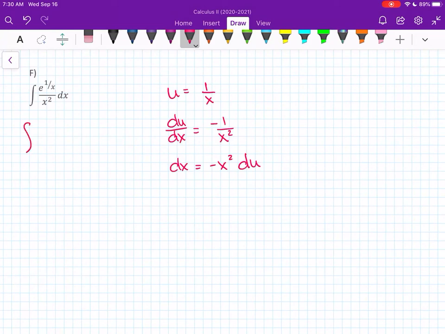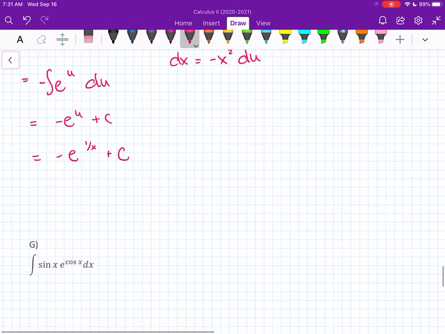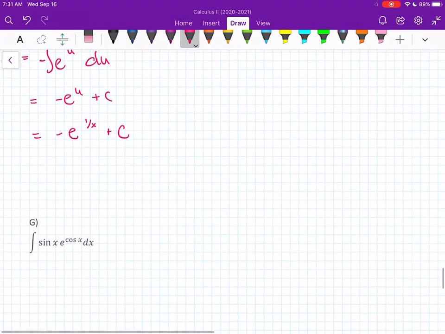So then when I substitute this back in, I get e to the u over x squared times negative x squared du. And then my x squareds cancel. And I get negative e to the u, the integral of negative e to the u du. So then I get negative e to the u plus c and go ahead and substitute back in. So negative e to the 1 over x plus c. How exciting. All right, next example. Flying through these.